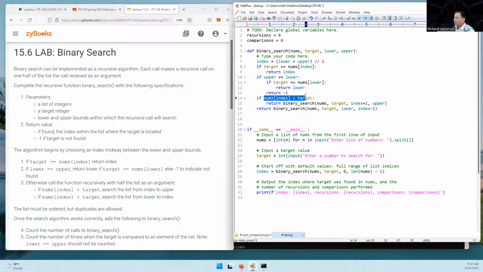Otherwise, if we reach this point, then it's going to be because nums of index was greater than target. It can't be equal, because that would have been caught here. And in that case, we search the lower half. All right, so I still need to figure out the levels of recursion and the number of comparisons.